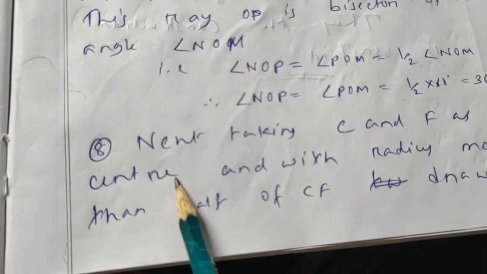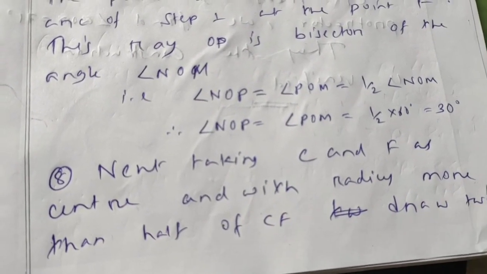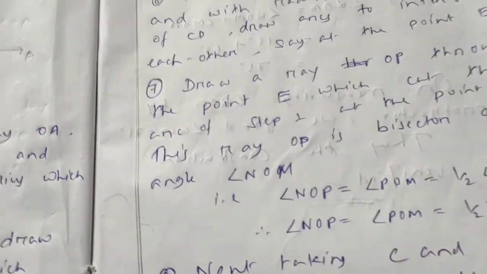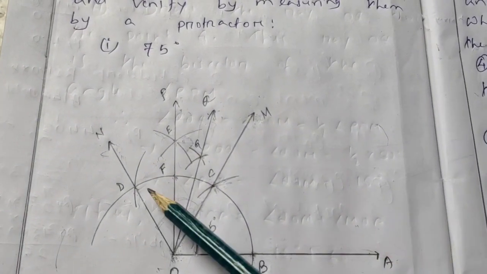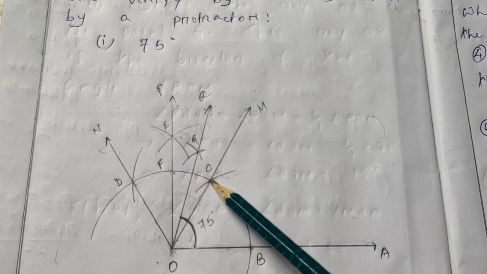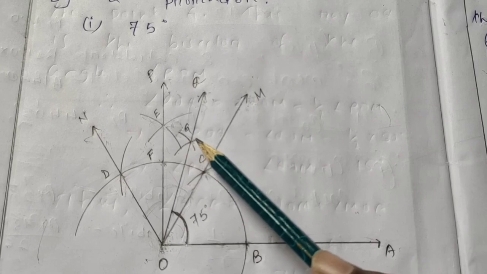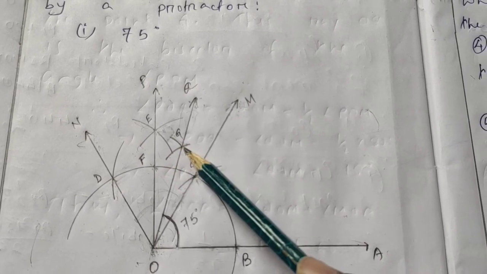Now step 8. Next, taking C and F as center and with radius more than half of CF, draw two arcs intersecting each other at the point Z. So next, you just take F and C as center, take the radius more than half of CF and draw two arcs. One arc is this one and one is this one. That will cut at the point Z.